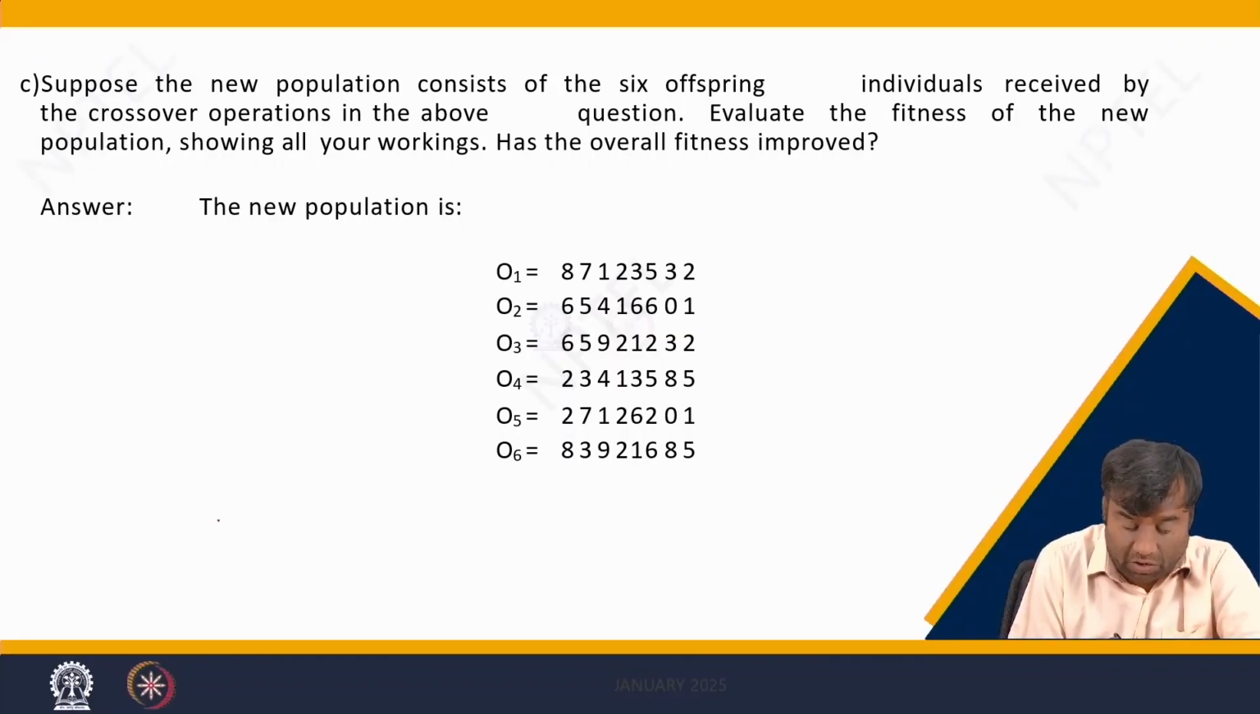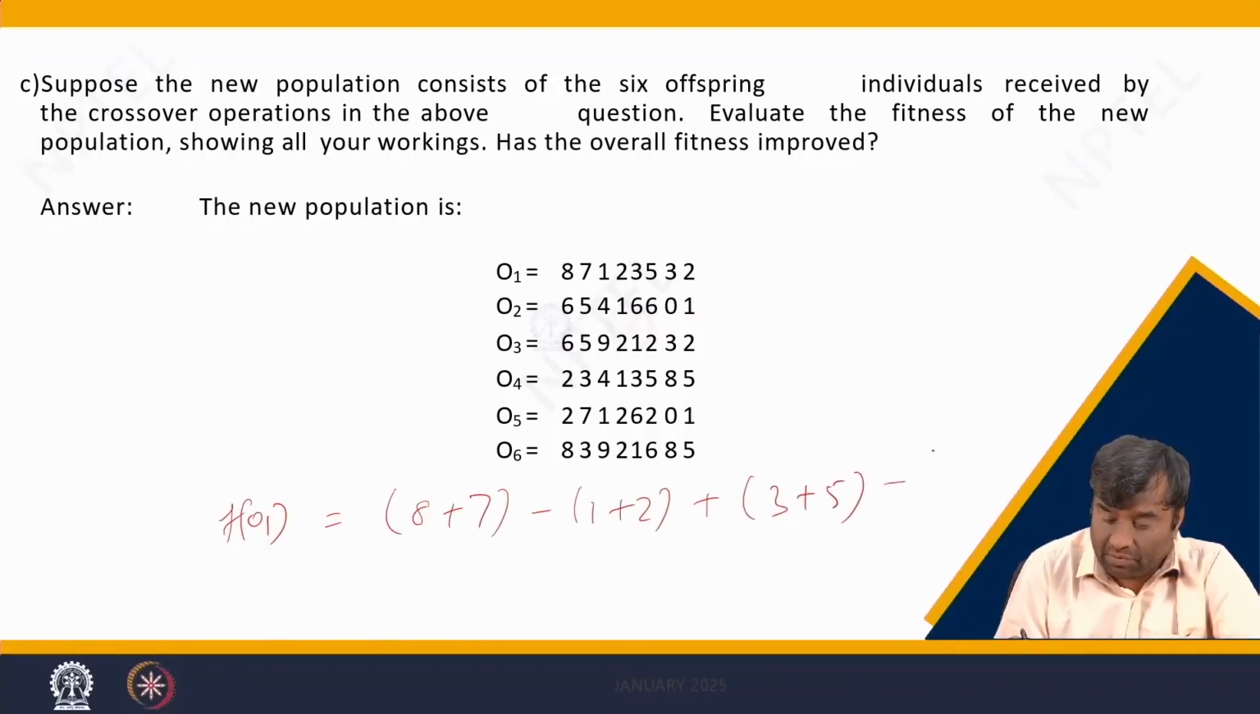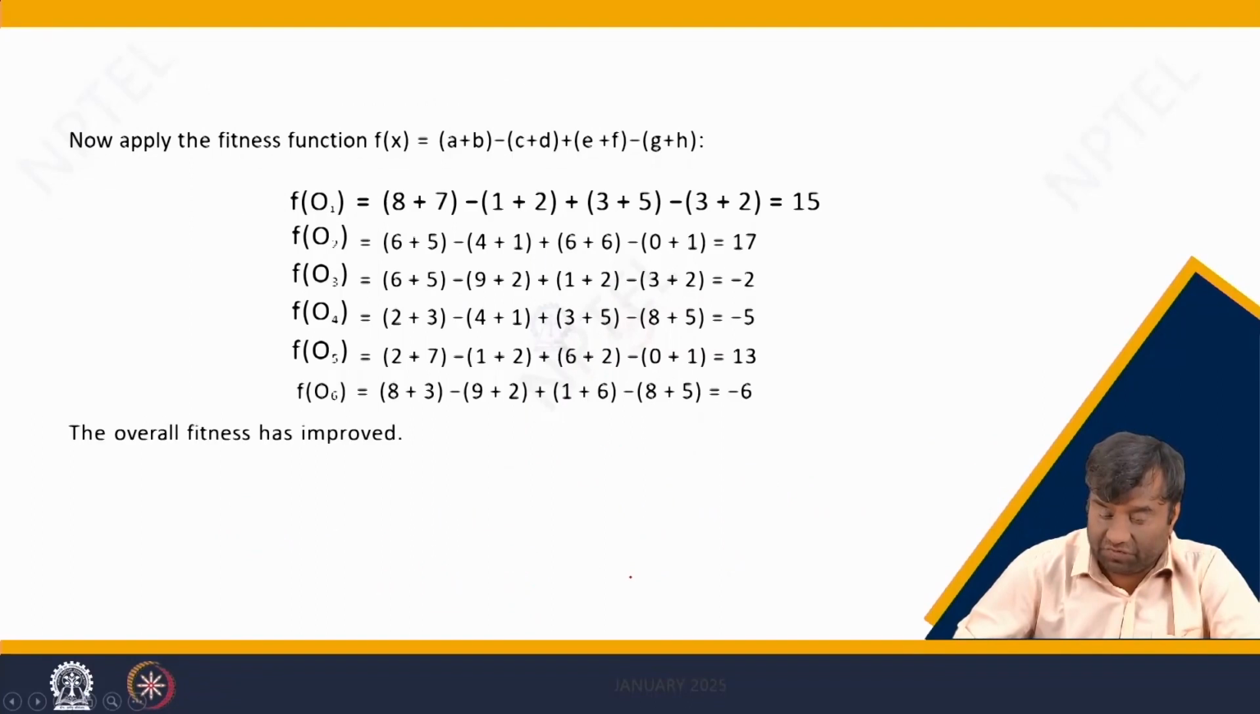So what is the value of F of O1? F of O1 will be A plus B minus C plus D plus E plus F minus G plus H. The value for offspring 1 is 8 plus 7, that is 15, minus 1 plus 2, so minus 3, then 3 plus 5, so plus 8, 3 plus 2 is minus 5, so you will get 15. So F of O1 is 15.